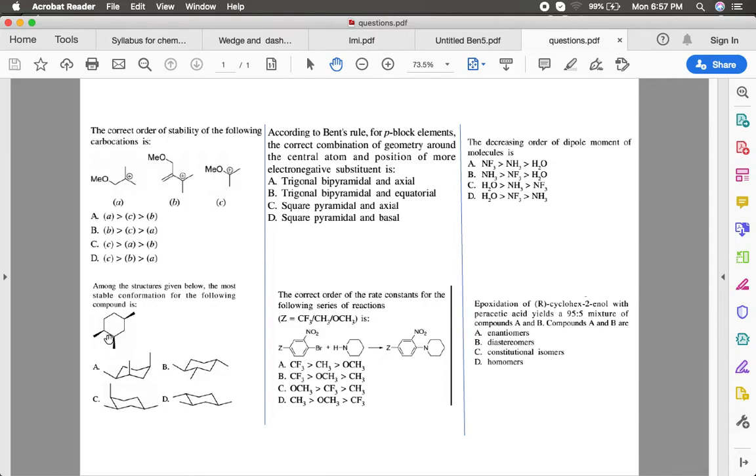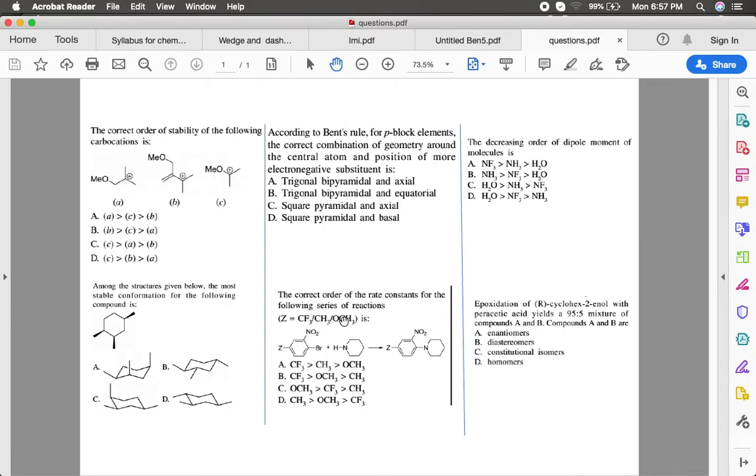Let's say this is axial, this is equatorial. If that is the case, if this is equatorial, this is axial, by the 1,4 relation this is also axial. So having this equatorial and this axial will also make this axial. We don't want that. Let's make this axial and this equatorial. In that case, this will be axial, which means this will be equatorial and this will also be equatorial. So the correct answer is C.